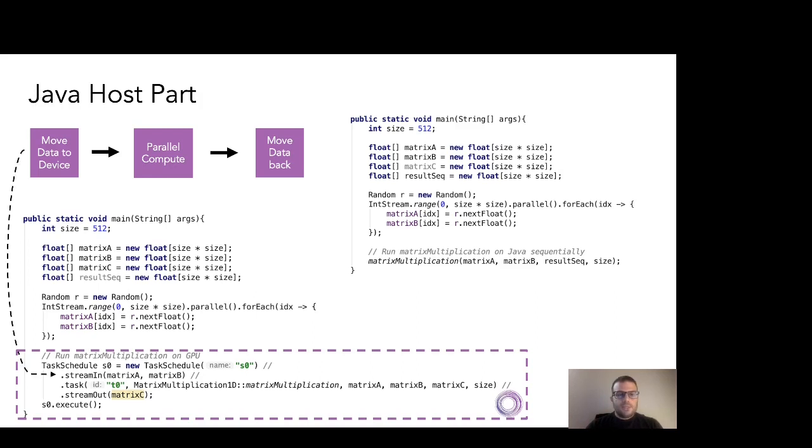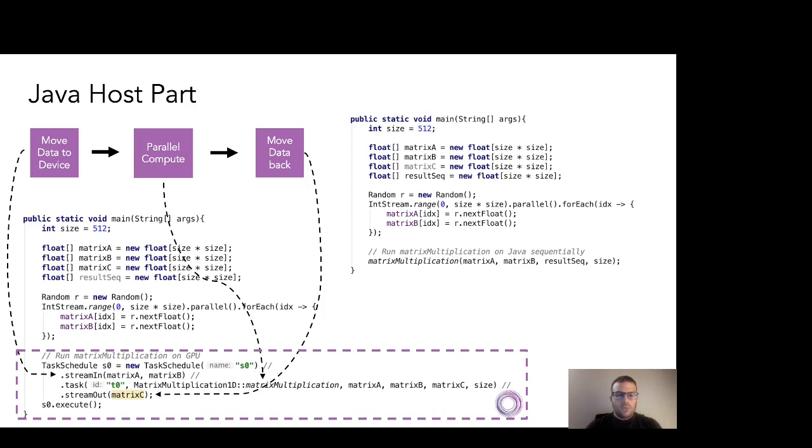The first step is to declare which data have to be copied to the device memory. The second part is the parallel computation. So in a sense, we use the task method to declare which method in our program will be compiled to a kernel to be offloaded on a device. In this case, it is the matrix multiplication. And the last one is the stream out, which declares which data will be the actual result of the computation, and we need it back to read it in Java.